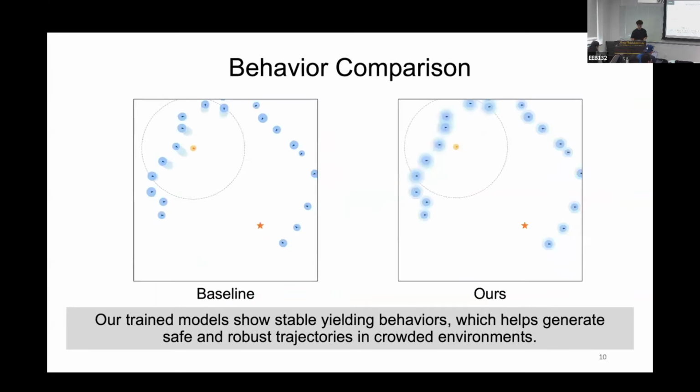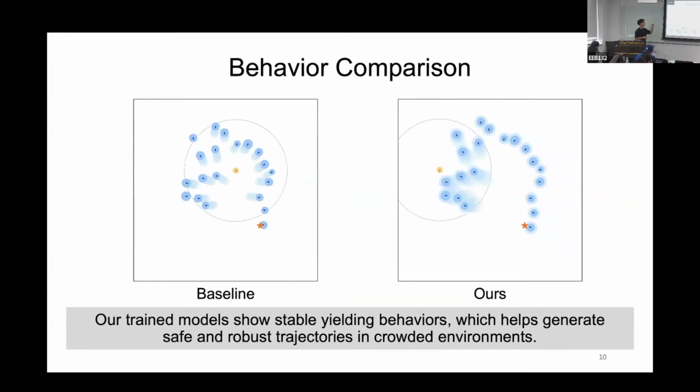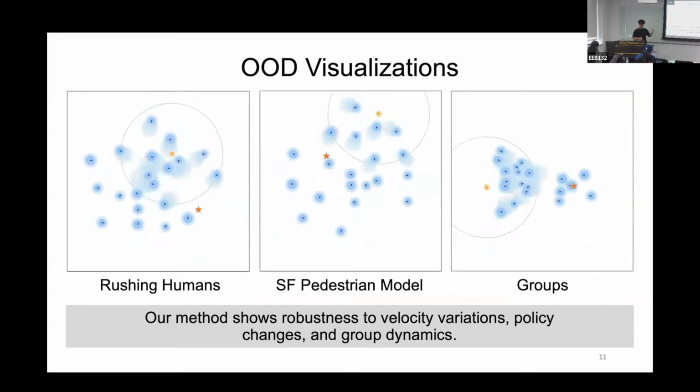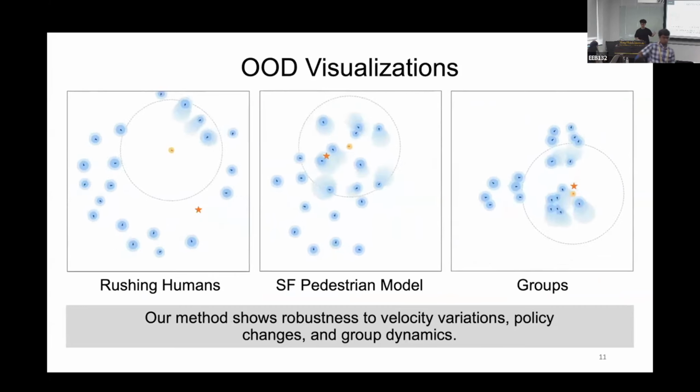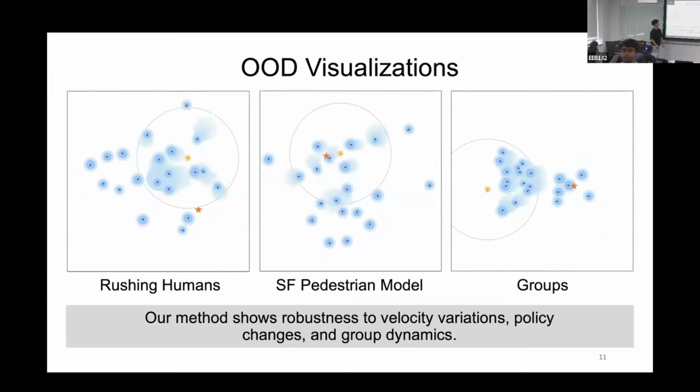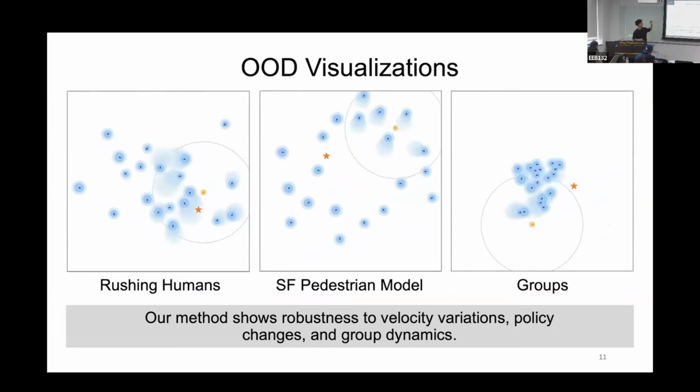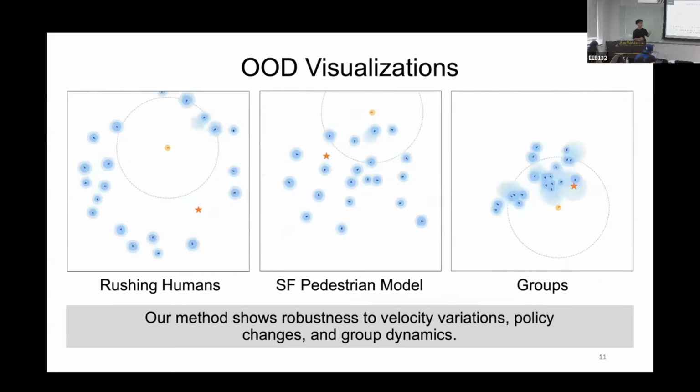Here's a comparison of our method versus the baseline. We can see that our model shows stable yielding behaviors, and this can help generate safe and robust trajectories. Here are 3 OOD visualizations. We can see from the results that our method shows robustness to velocity variations, policy changes, and group dynamics.